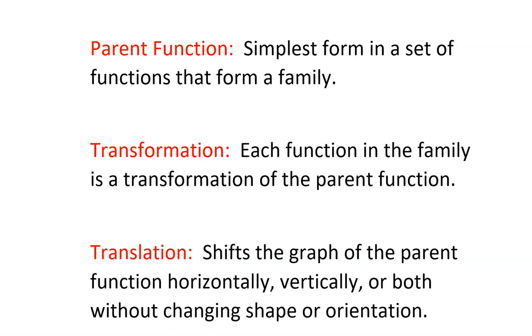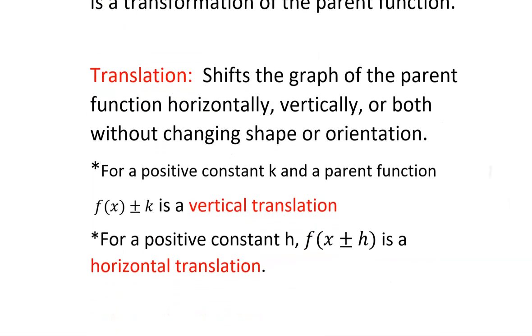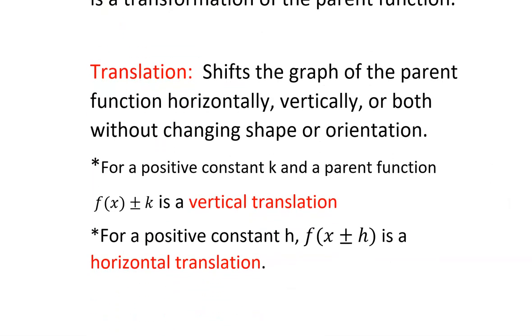So they take the parent function, they move it, for instance, right or left or up or down, or stretch it or shrink it, those kinds of things. A translation shifts the graph of the parent function horizontally, vertically, or both without changing the shape or orientation. For a positive constant k and a parent function f of x, plus or minus k is a vertical translation.